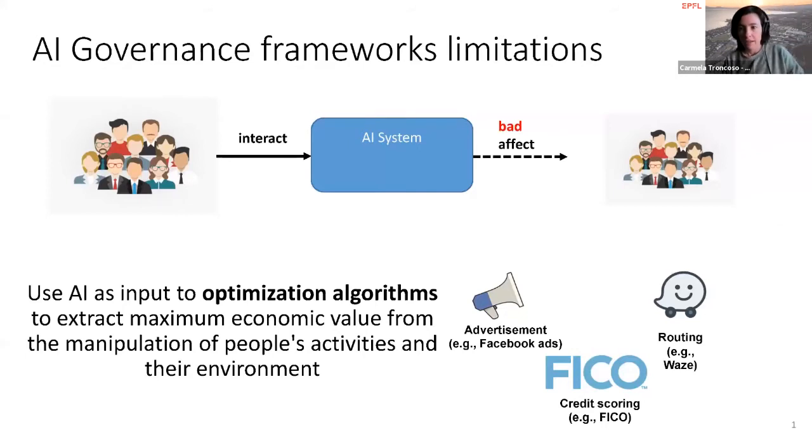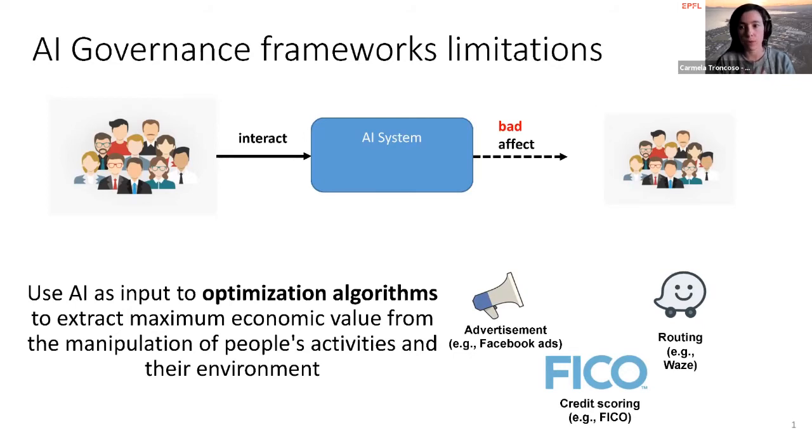Thank you, Elliott, and I'm very happy to be here. What I want to talk about is that in general, when we think about AI systems, we always think about people interacting with the AI system, and then there is some bad effect on these people, and then we need some governance to avoid the bad effect. But this considers a very simple pipeline. AI is not always this kind of box with an input and an output. In general, we see AI more and more used as input to optimization algorithms in which companies or institutions use data to influence how users act, what users do.